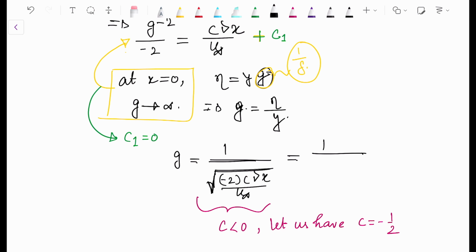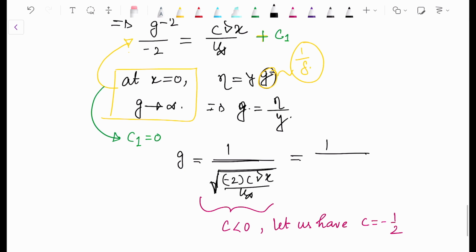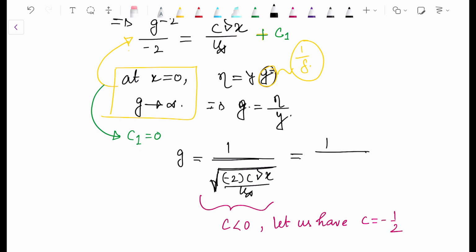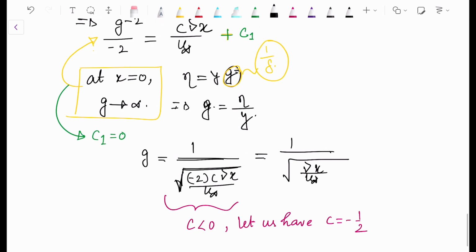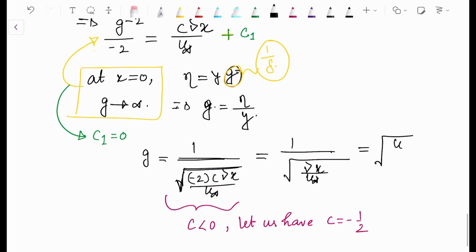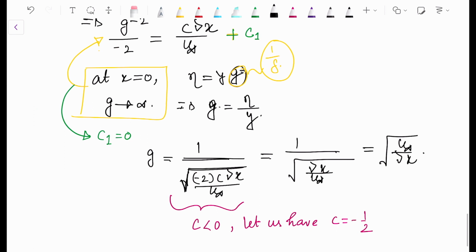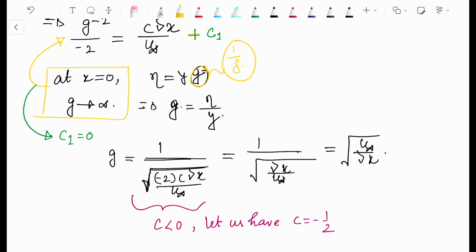So you can take any other thing. Okay, if you do your own analysis, then you will get any other similarity variable, but the essence will remain the same. So I will suggest you to try with any other variable like C as minus 2. Okay, so if I take C as minus half, then I will get G is equal to root of u infinity by nu x. Okay, so this is the form of G. So this is the similarity variable.